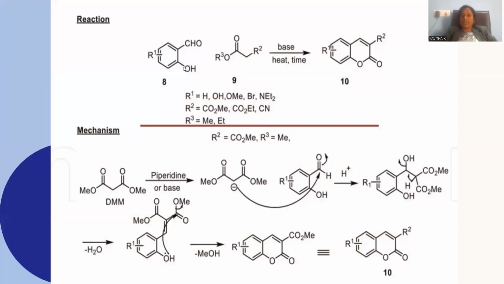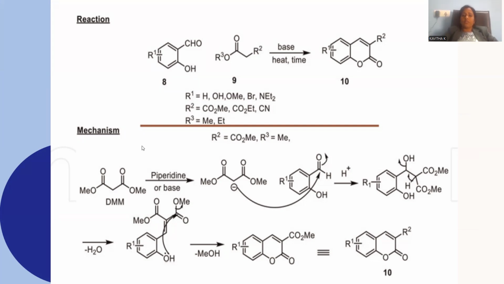Here is the salicylaldehyde. The Perkin condensation is carried out in the same manner. Again, we start with this salicylaldehyde as the starting material, taken here with the ester. So salicylaldehyde is to be condensed with an ester under basic conditions, heating is required, and a certain time is required to accomplish the reaction, giving rise to a substituted alkylated coumarin as the final product, right?